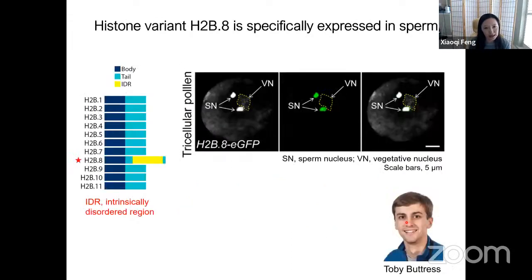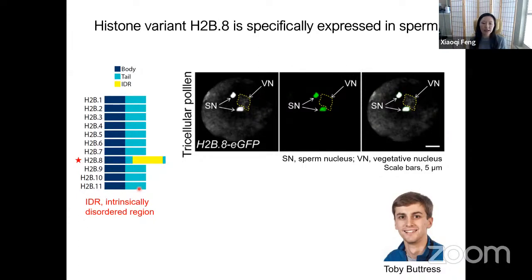So on the sperm side, Toby discovered a histone H2B variant that is specifically expressed in the sperm. So you can see these two nuclei shown here. And this variant, called H2B.8, has an intrinsically disordered region, shown as IDR, in the histone tail, which is absent from all the canonical H2Bs. And this IDR attracted our attention because its presence is conserved among flowering plant species. And also, IDRs are frequently associated with the phase separation property of proteins.